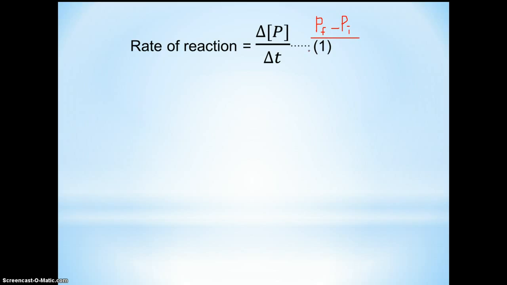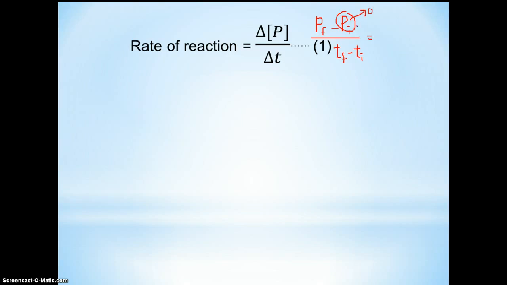Here we have the change of time as well, meaning the time at the final state minus the time at the initial state. We can modify this equation a little bit to make our life easier. The product concentration at the initial state is always equal to 0, because when everything is just mixed together, we don't have any product yet.